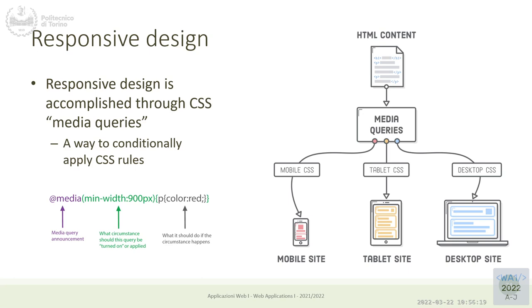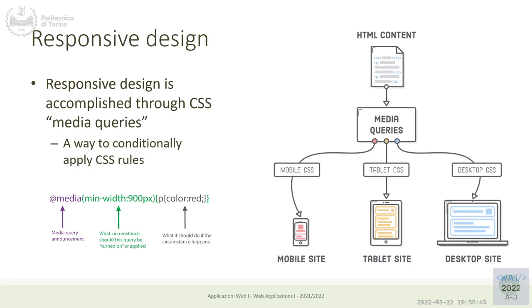You can query the device and have some rules that only apply, for example, when the device has a minimum width of 900 pixels. Otherwise, that rule is not applied. So by combining different media queries with minimum, maximum width, and so on, you can select different CSS rules that will hide or move or resize some parts of your page according to the size of the device.